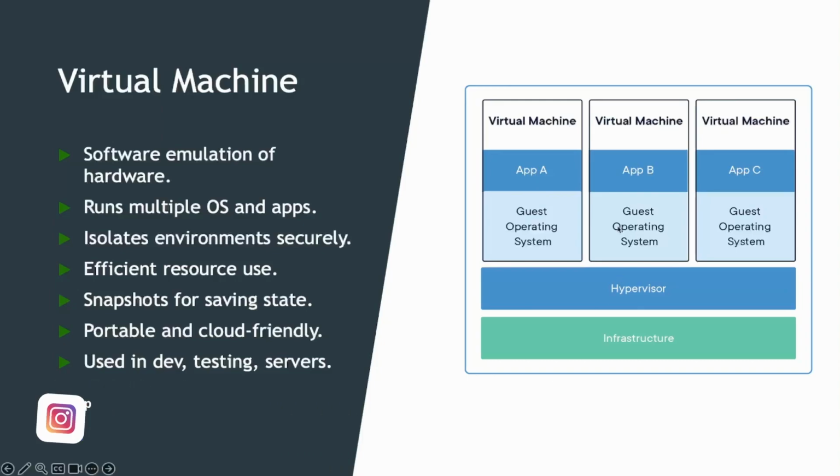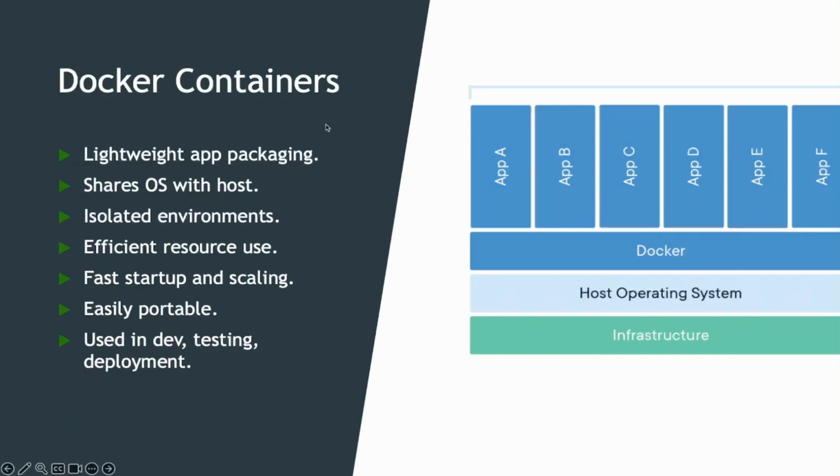On the other hand, Docker containers don't emulate an operating system. You can see we have an infrastructure and a host operating system, and Docker runs on top of that host operating system. So it doesn't emulate the hardware or the OS. As it shares the OS with the host, it doesn't emulate it, and it is an isolated environment, with very efficient resource use, and it is very fast for startup and scaling. Once it boots, it's very fast to use. And it is easily portable and used in dev testing and deployment.